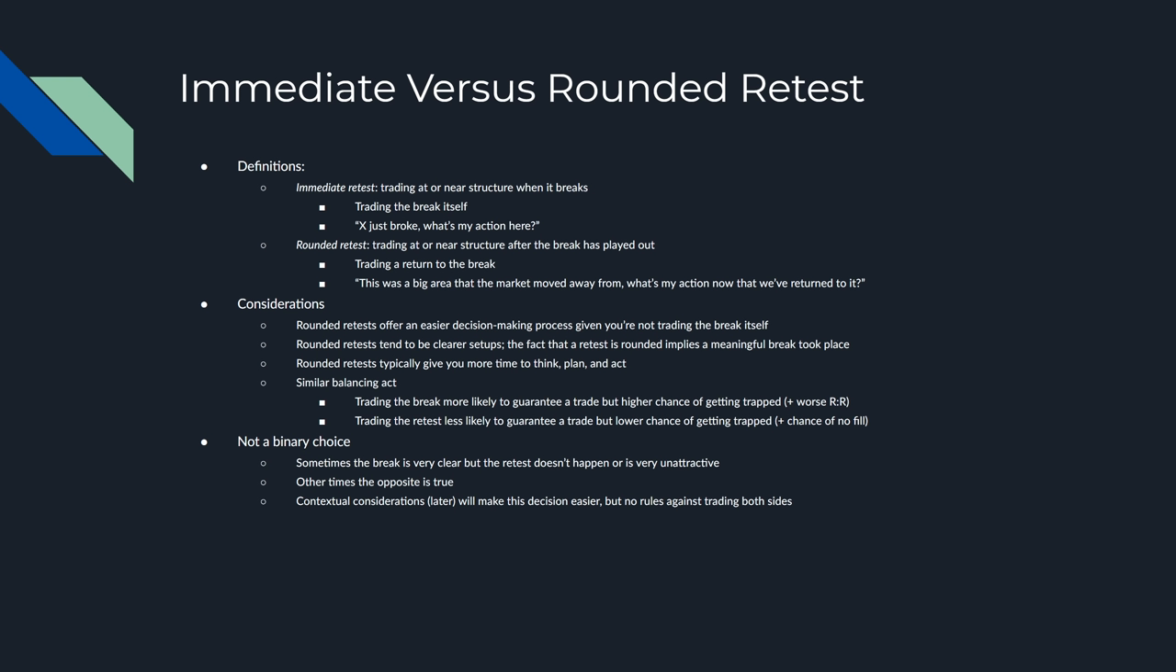So you're kind of following up or acting on the breakout or breakdown event itself. You're very close to that occurrence. Whereas on the rounded retest, you're trading at or near structure after the breakout has played out. So it doesn't matter the breakout event itself, you're trading once the move has played out and the market has returned to that same area where something significant has taken place, right? Again, the internal dialogue, if you will, or monologue, I guess: this was a big area that the market moved away from. What's my action now that we've returned to it?